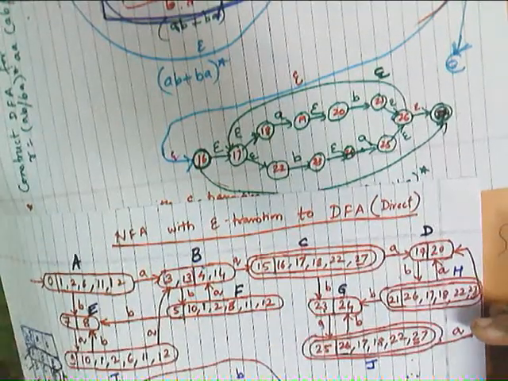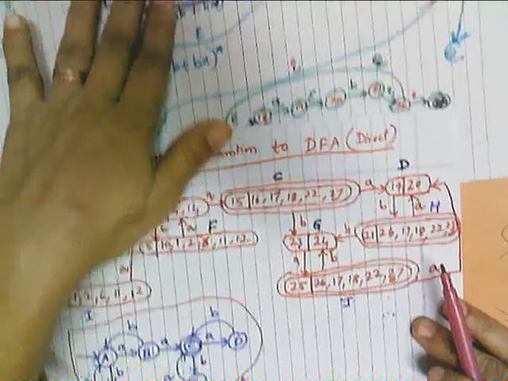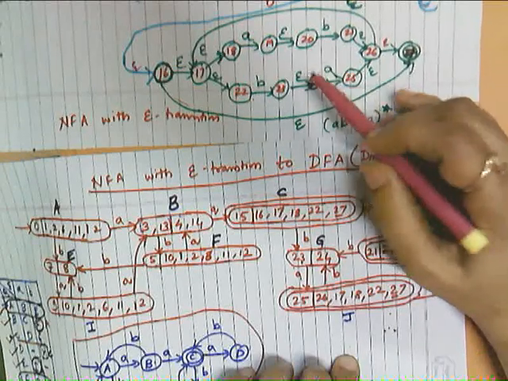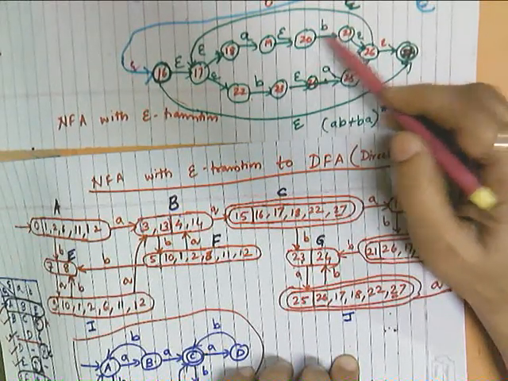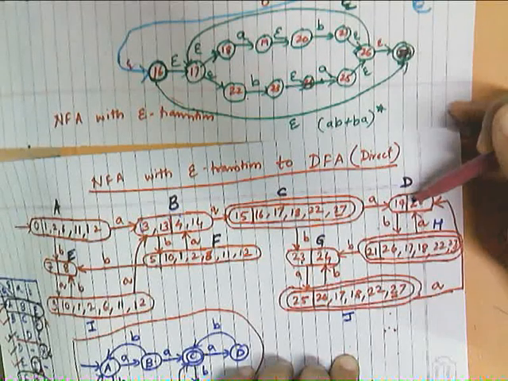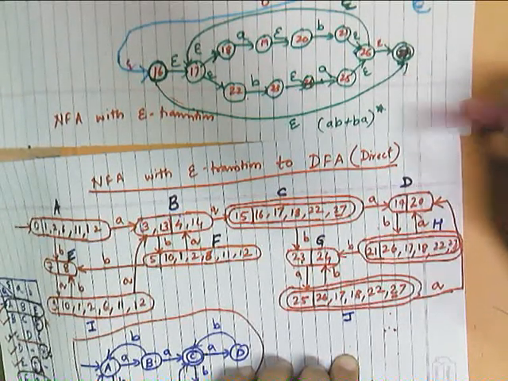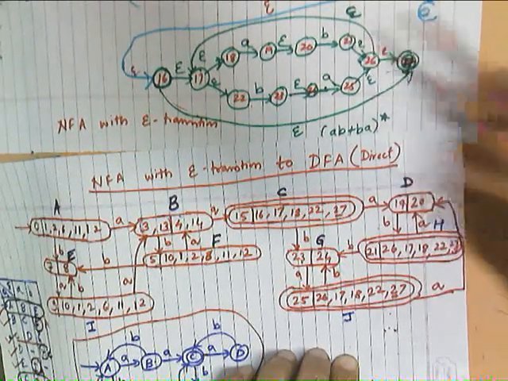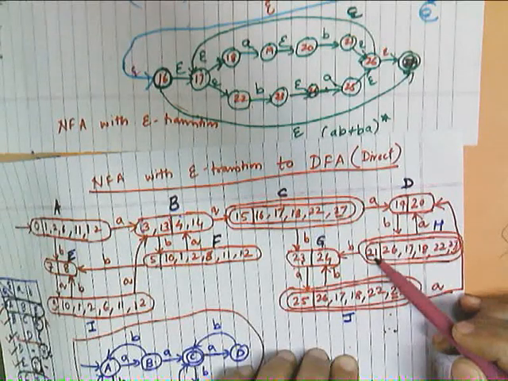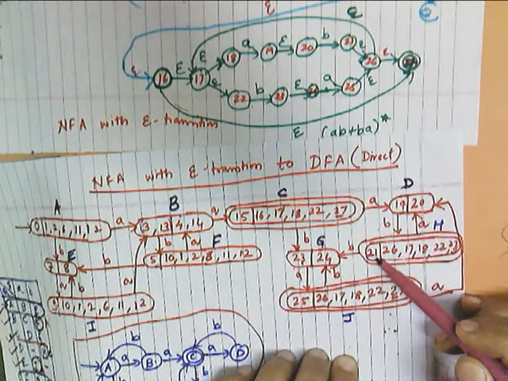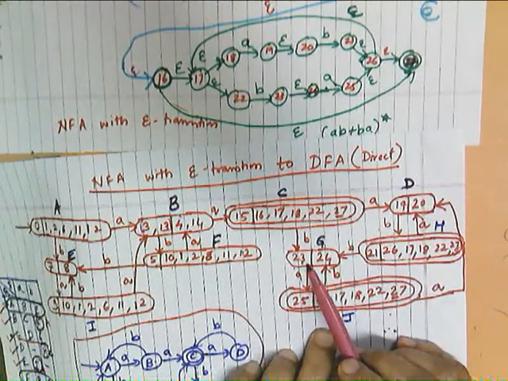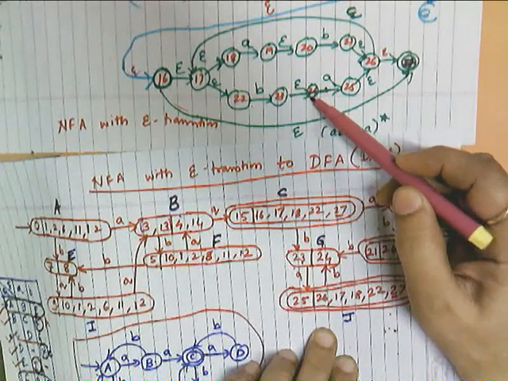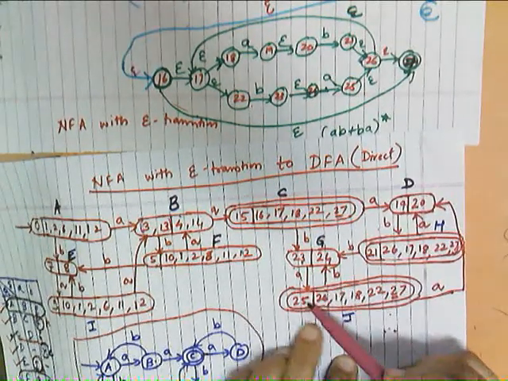So we have to consider transitions again for these two states. Now here 19 on A moves nowhere, 20 on A moves nowhere. So there is no transition for this state with A. Next, 19 on B moves nowhere, but 20 on B moves to 21. So there will be a transition to a new state, which is 21. Then 23 state: 23 on A moves nowhere, then 24 on A moves to 25. So again we got a new state 25.